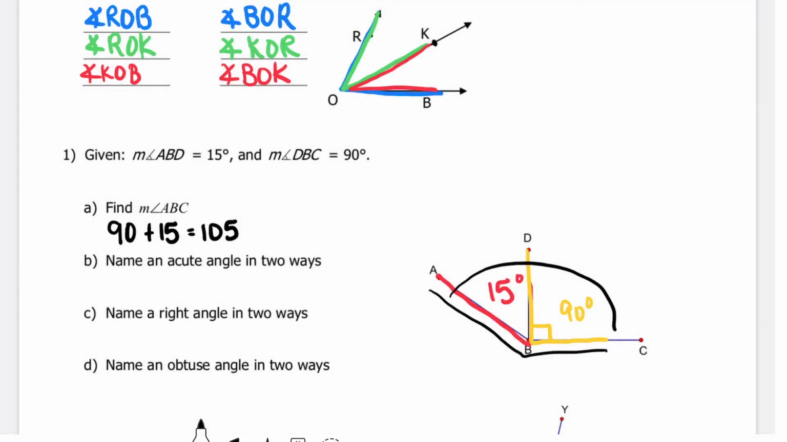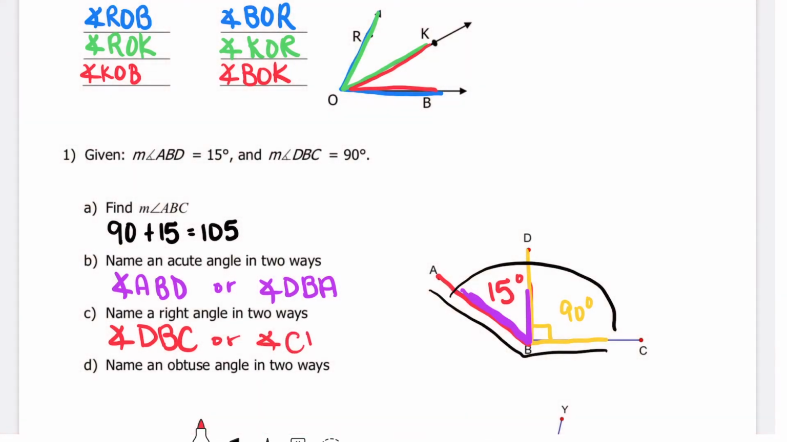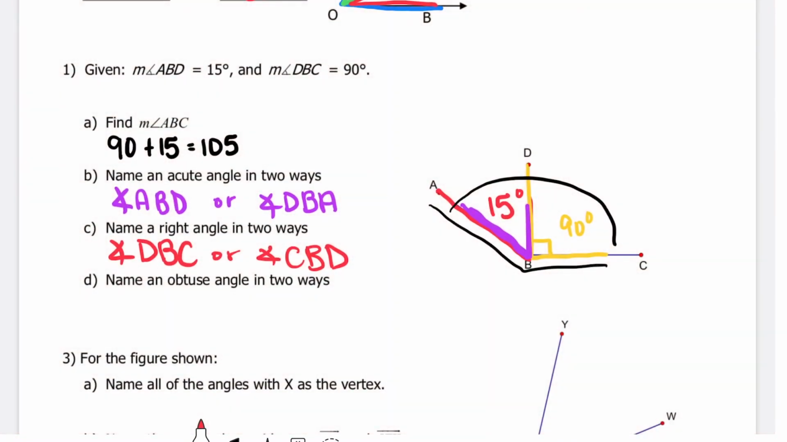And then it says name an acute angle in 2 ways. So remember, an acute angle is an angle smaller than 90 degrees. So here is an acute angle, my 15 degrees, which is angle ABD, also known as DBA. Name a right angle in 2 ways. So that's going to be my yellow angle here, the 90 degrees. So that's going to be DBC, or switching my D and my C, CBD. And then name an obtuse angle in 2 ways. So that's my whole angle, ABC, or CBA. Because remember, obtuse is an angle greater than 90 degrees.